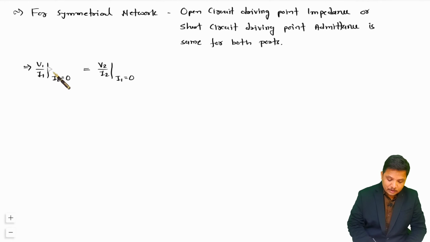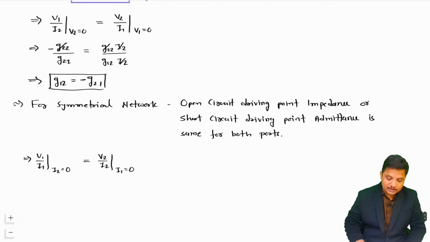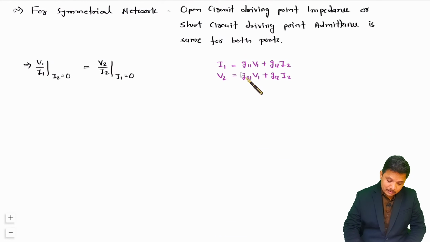Now we need to apply this in G parameter equations. So let me take the G parameter equations over here first. Now see, these are the G parameter equations, and first of all we want to find V1 by I1 when I2 is 0. So you see I2 is 0. At that time V1 by I1 will be 1 by G11. And now we want to find V2 by I2 when I1 is 0. So you see I1 is 0.